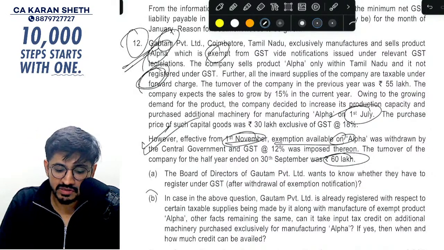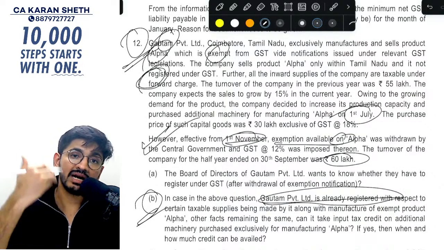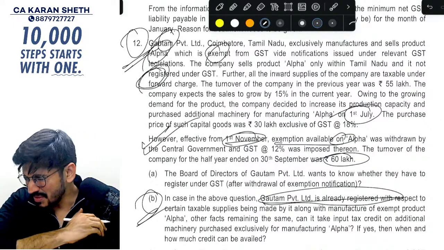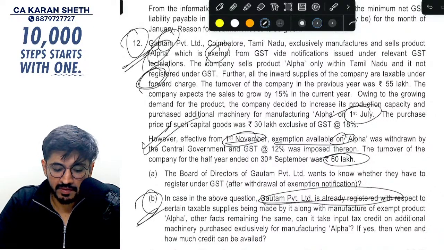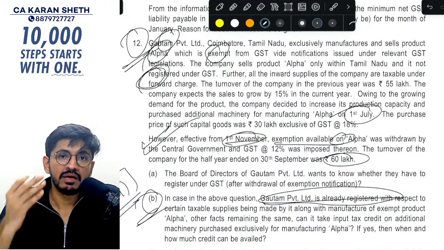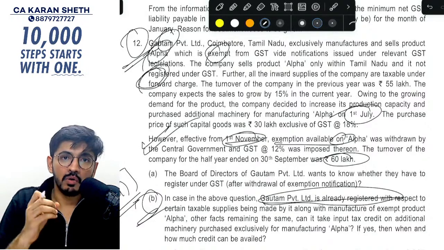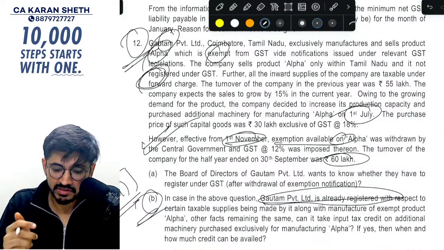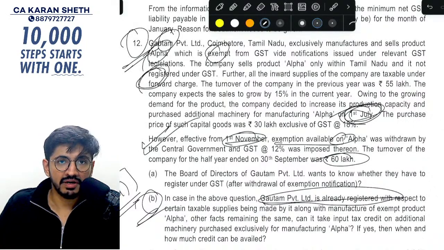But there is a twist in the question. They say that what if Gotham Private Limited was already a registered person in the earlier question. The dynamics change completely. The section that will now be triggered is 18(1)(d), and due to 18(1)(d), my dear friends, this guy will now get the ITC of both inputs and capital goods that he has recently purchased in the month of, I don't know, yeah, 1st July. Got it? That's it.